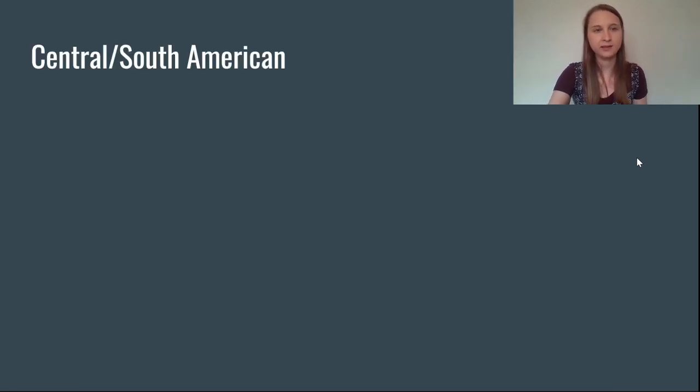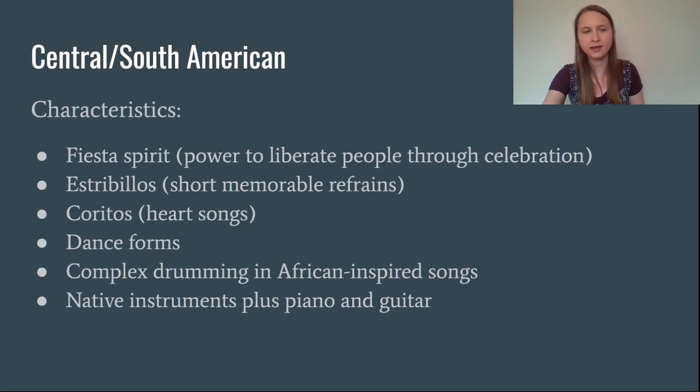Al Señor is South American. I believe that one is Mexican, to be precise. So the whole continent of Central and South America is what we're talking about here. And again, way overgeneralizing, but here's some characteristics.